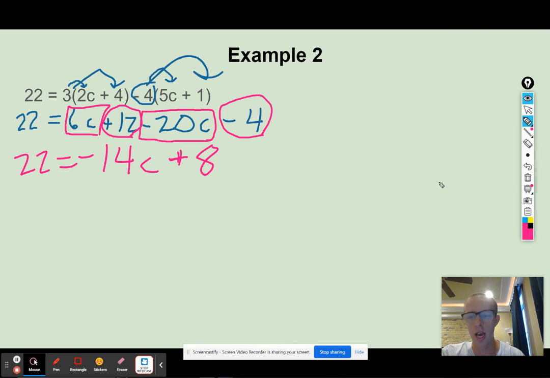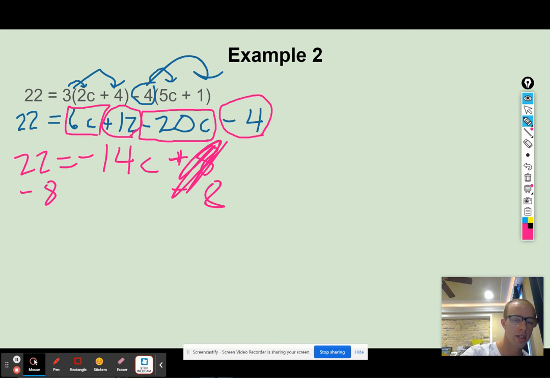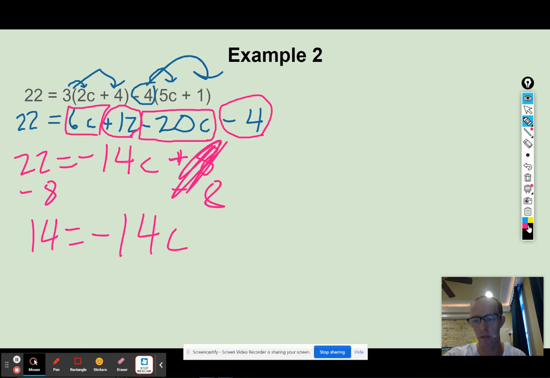Okay. Now, I got to solve this equation. It's a two-step equation. I did it. I got to a place where I'm comfortable. I can subtract 8, subtract 8. These cancel. On this side, I'm just left with negative 14c. On this side, 22 minus 8 is 14. So I got 14 equals negative 14c.